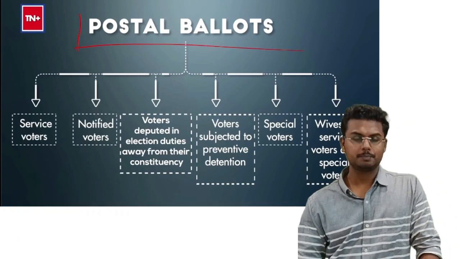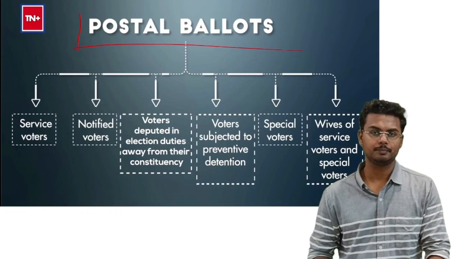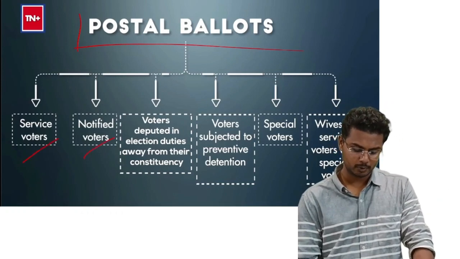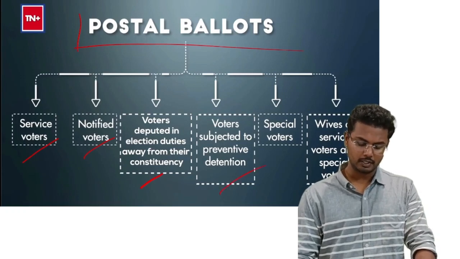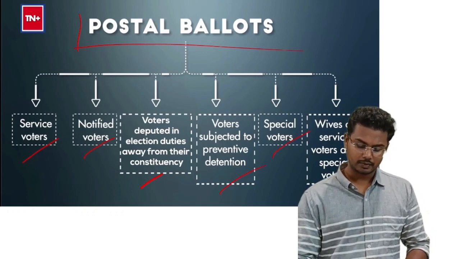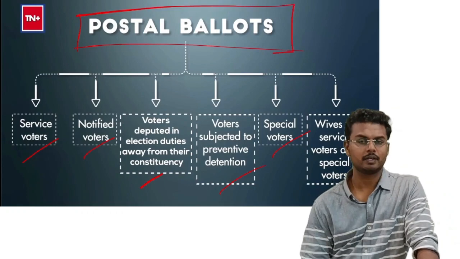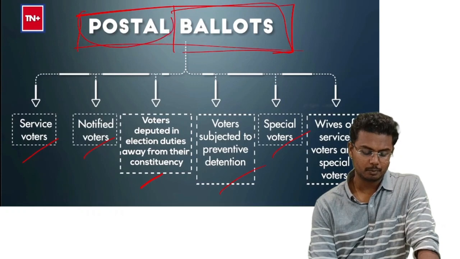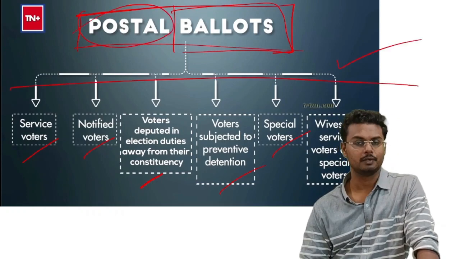Then what is postal ballot? A postal form will be given. So for service voters, notified voters, voters deputed in election duties away from their constituency, voters subjected to preventive detention, special voters such as President of India, Vice President of India, and wives of service voters and special voters. So these people shall be provided a form. After filling this form, they can send their ballots through the post. So this postal ballot is available to these people.